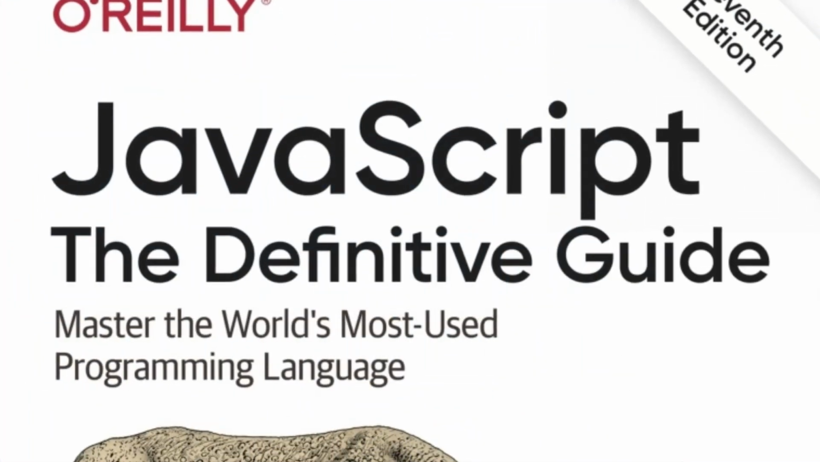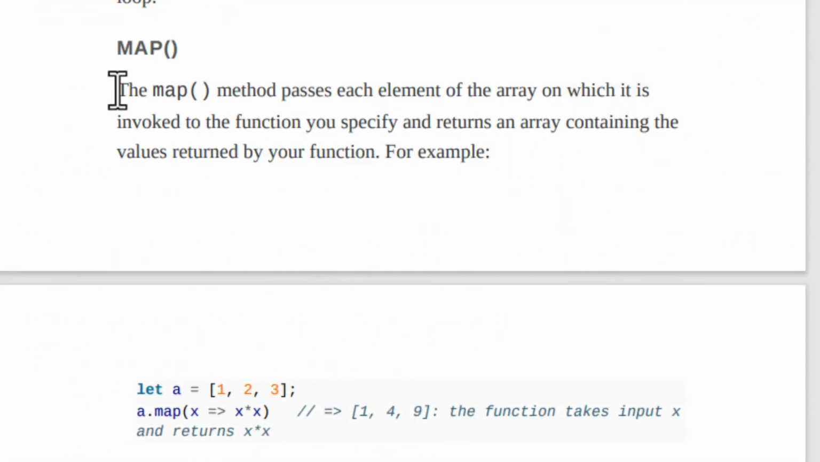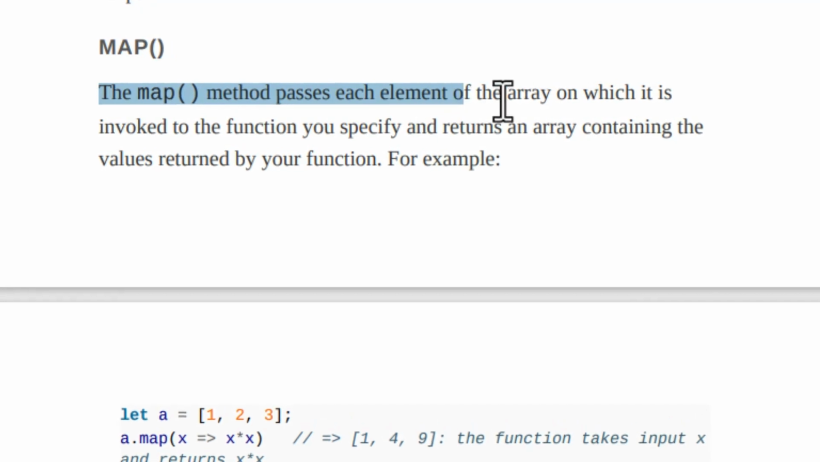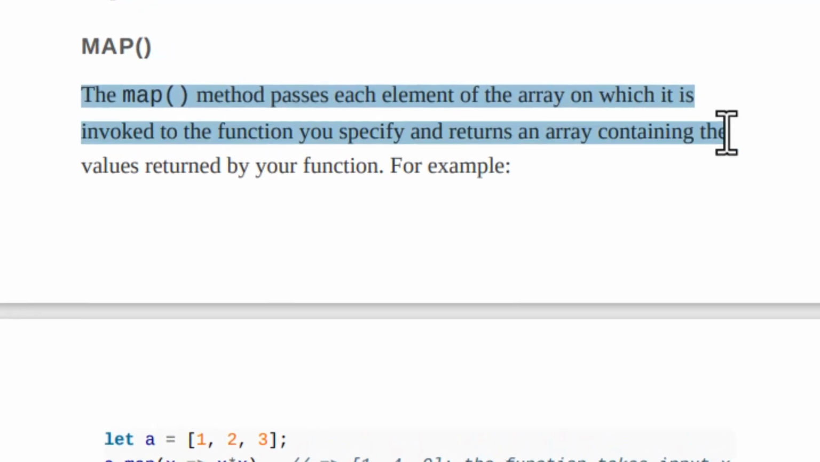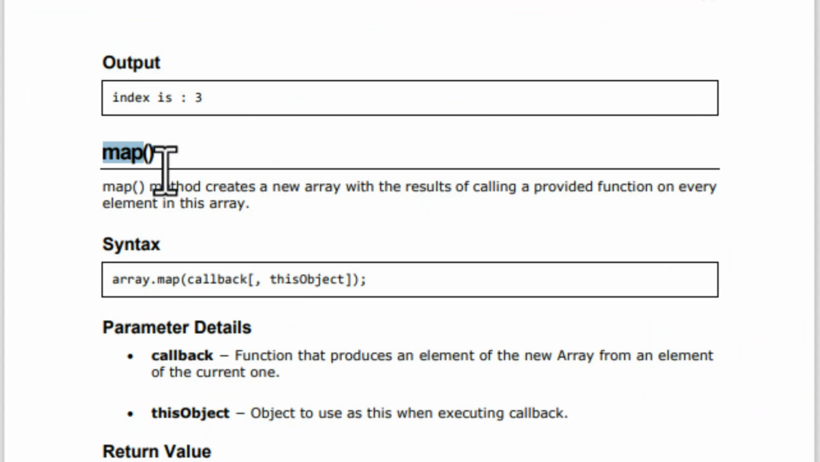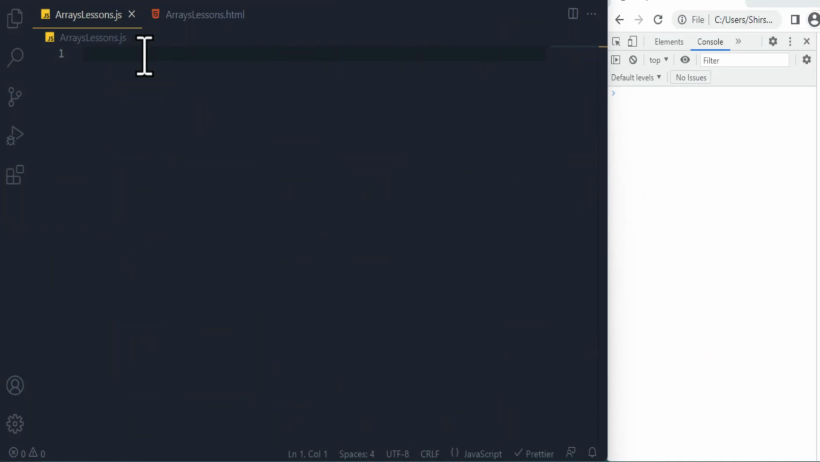In the book JavaScript: The Definitive Guide, David Flanagan says, "The map method passes each element of the array on which it is invoked to the function you specify, and returns an array containing the values returned by your function." In the book of ES6 tutorials, they say the map method creates a new array with the results of calling a provided function on every element in this array. Now let's simplify things and start coding.